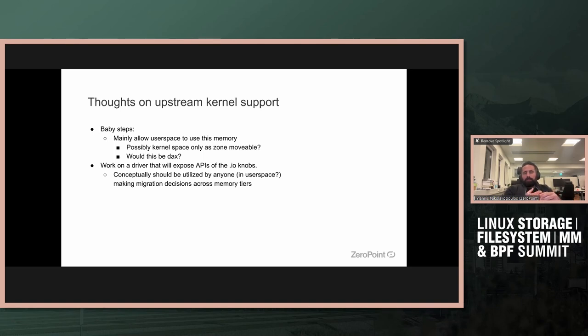Starting from baby steps, it does sound like this is some kind of memory that only user space would like to use at first. One thought that I had, but I'm not really sure of the repercussions, is to even allow kernel space, but only for zone movable pages.